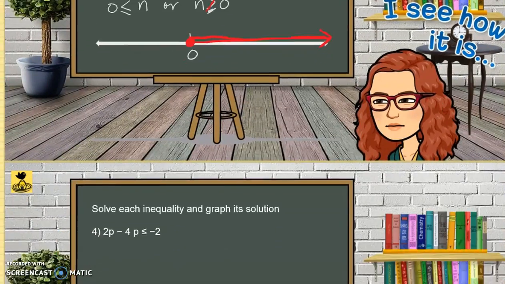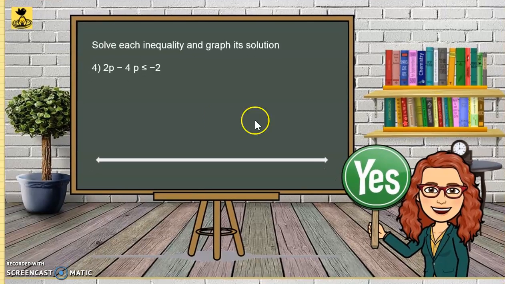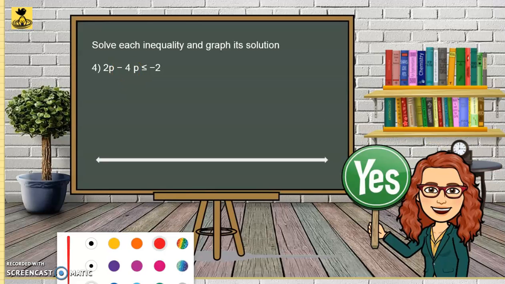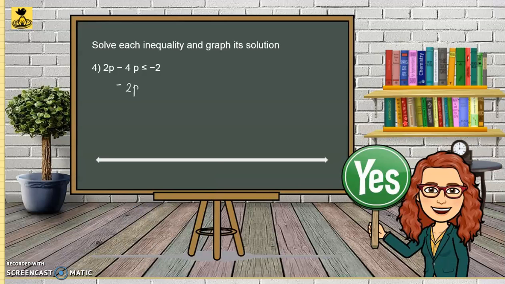So let's proceed to number 4. Number 4, 2p minus 4p is less than or equal to negative 2. So again, we have two similar terms here, 2p and minus 4p, so we can combine them. Take note, this is minus 4p, so it will be negative 2p is less than or equal to negative 2. So again, 2p minus 4p is negative 2p.